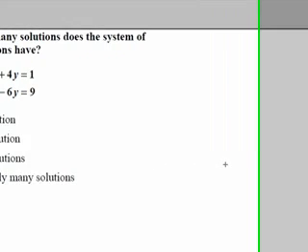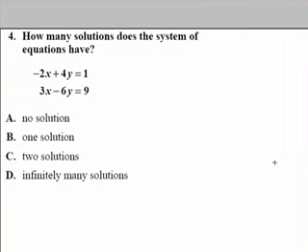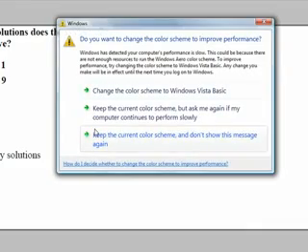Okay, question number 4. Once again, how many solutions does a system of linear equations have? Once again, let's put both equations in slope-intercept form, just like the first one, and refer to page 407. If you're able to identify the slope and the y-intercept of both equations, you will find the answer on page 407. So number 3 and number 4 are exactly alike.